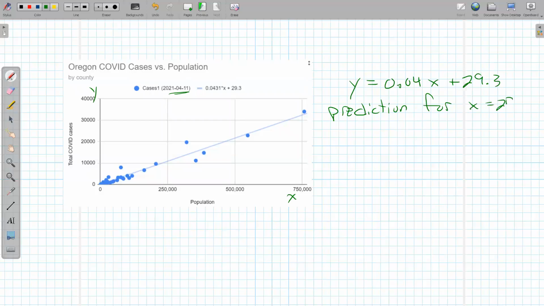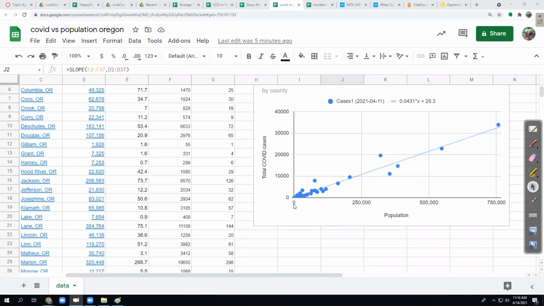For X equals 250,000. So that point right there. If I plug that in, I got to figure out what Y is, so I have to whip out a calculator. So plug in your X value, get a number. You can do that right in my spreadsheet, and you can either submit a spreadsheet or a Google Doc. It's up to you. So let's go down here. Say X is 250,000. Y is going to be equal to 0.04 times that X value plus 29.3. All right, so I get about 10,029.